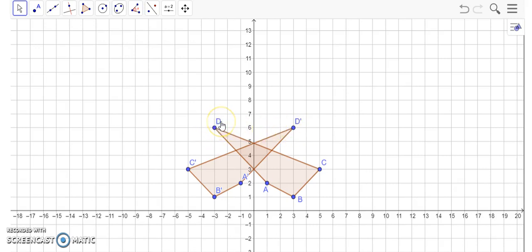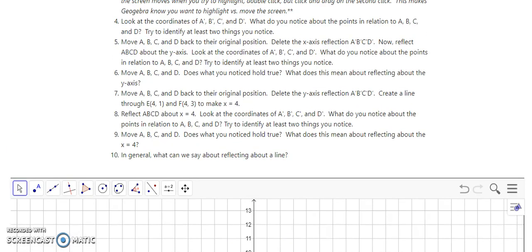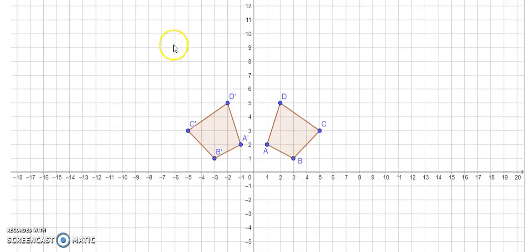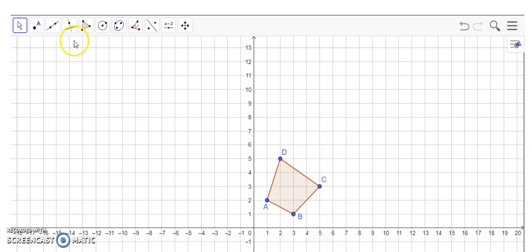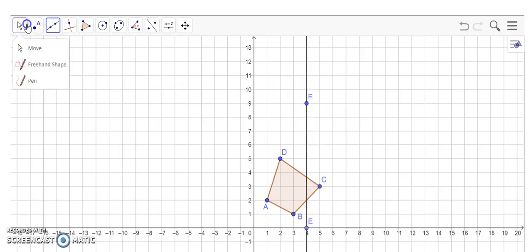Then again, the entire coordinate plane is actually being reflected, but we focus on these specific points that are in this image that we care about. Now the last one said to create the line x equals 4. So I'm going to delete this one. I'm going to use my tool, create a line, and that line would be at x equals 4. So there's my line, and it wants me to reflect about this line.